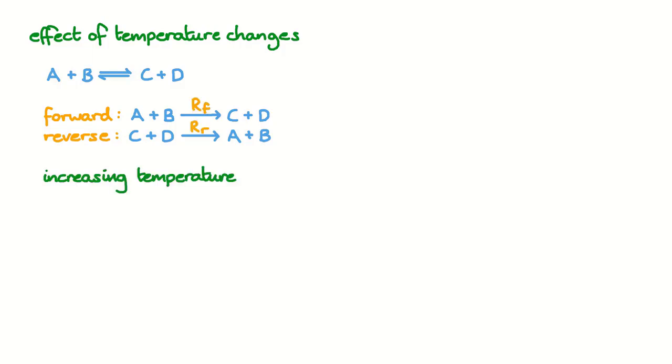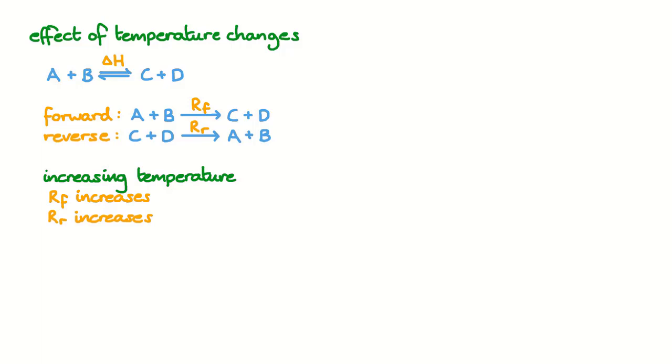So what happens when we change the temperature? Let's assume that we're heating up the mixture. All the chemicals have more energy. A and B react together more quickly, but so do C and D. You might imagine that this wouldn't affect the position of equilibrium, but it depends.